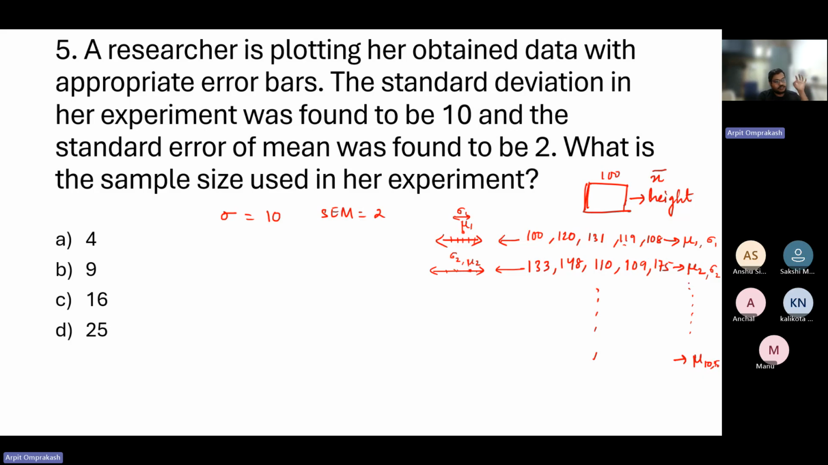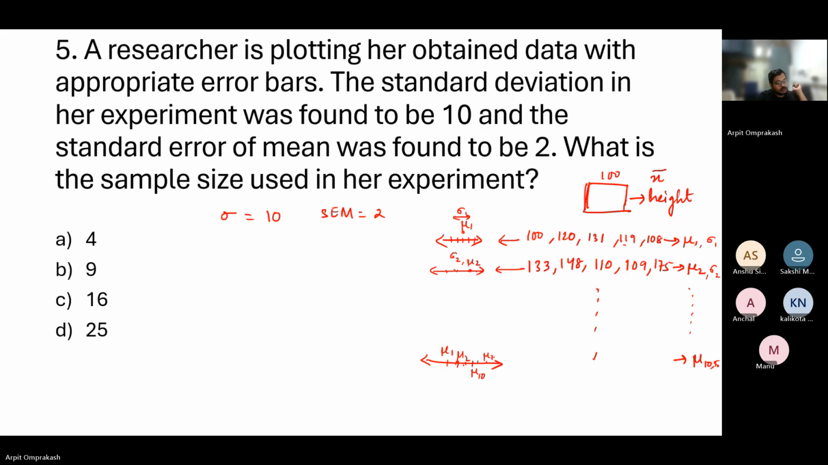This is for each of these random samples. Now, what we need to do is take the means from these 10 random samples and plot those means on another line. So what we have here is not the individual points, which are 100, 120, 131, but mu1, mu2, mu3, mu4, and so on and so forth till mu10.